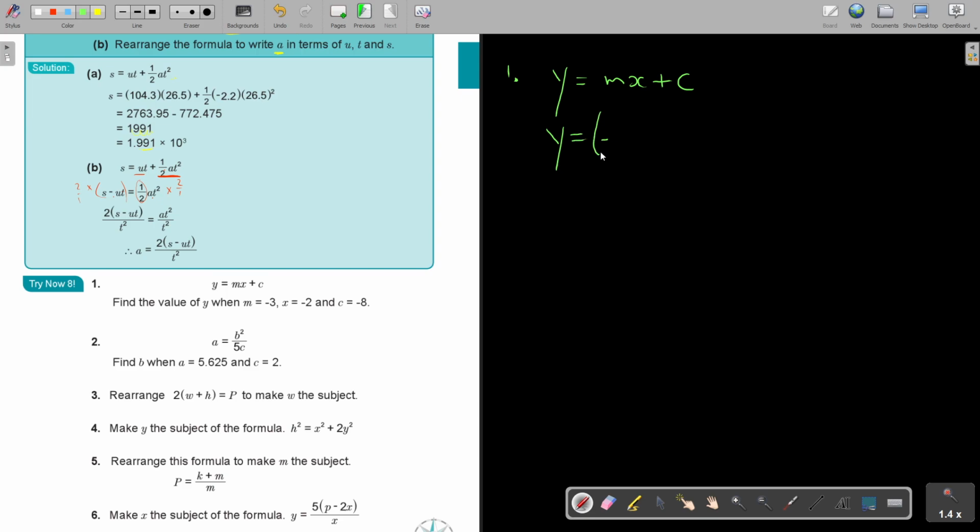So in the place of m, I put negative 3. In the place of x, I put negative 2. And in the place of c, I put negative 8. Okay, and then I'm just going to solve this. This is going to be 6 minus 8, and the answer is going to be negative 2. That is very grade 8 stuff. Okay, but you know, sometimes you get this kind of thing in the examination, and that's just going to score marks for you. Okay, so let's do the next one, number 2.